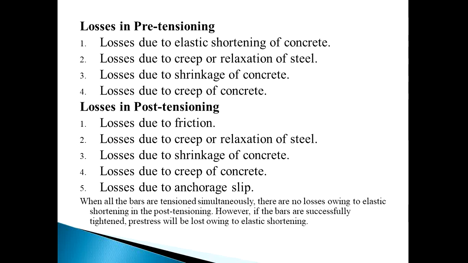Next one is losses in post tensioning. Basically, in post tensioning, the first loss is loss due to friction, second loss due to creep or relaxation of steel, third one loss due to shrinkage of the concrete, fourth loss due to creep of concrete, and fifth one loss due to anchorage slip. And one more condition is there in post tensioning: if the tendons are simultaneously tensioned, then loss due to elastic shortening is not considered. But if the tendons are successively tensioned, then we need to consider the loss due to elastic shortening of the concrete. So let us see the losses one by one.